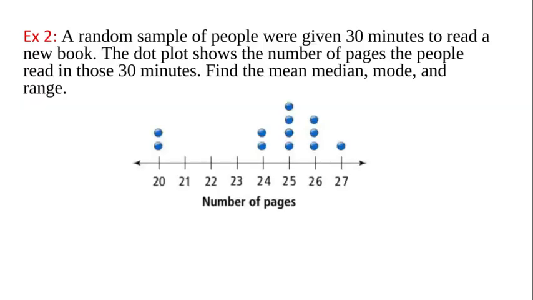Example 2. A random sample of people were given 30 minutes to read a new book. The dot plot shows the number of pages the people read in those 30 minutes. Again, find the mean, median, mode, and range. Okay. Well, each dot represents a person. So 2 people read 20 pages. Nobody read 21, 22, or 23, but 2 people read 24 pages, and so on. Let's start finding the mean.